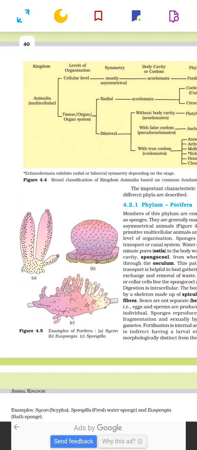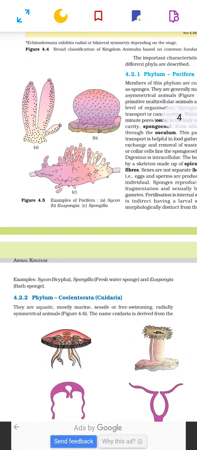In figure 4.5, there are examples of Porifera. Figure A represents Scypha, B represents Euspongia, and the common name for Euspongia is bath sponge, and figure C represents Spongilla, which is a freshwater sponge. So examples of Porifera are Scypha, Spongilla (freshwater sponge), and Euspongia (bath sponge).